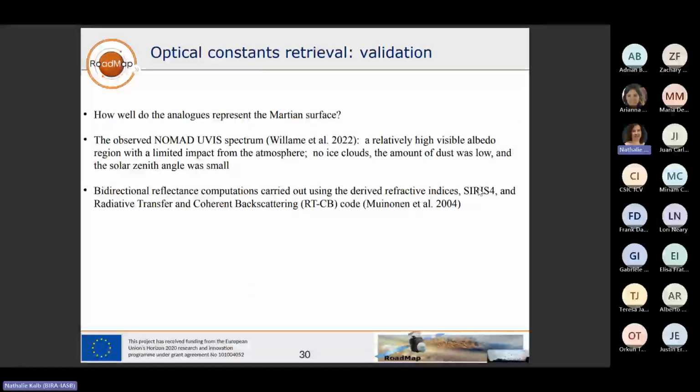So, validation. Now a good question is how well our analogs represent Martian dust on the Martian surface. In order to do the validation, we obtained data from the NOMAD UVIS. So we got a UV spectrum, and the spectrum was selected so that there was a relatively high visible albedo region with limited impact from the atmosphere. There were no ice clouds, the amount of dust was low, and the solar zenith angle was small, so we were really only looking at the surface.